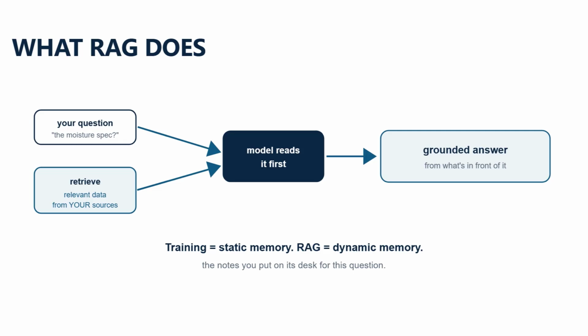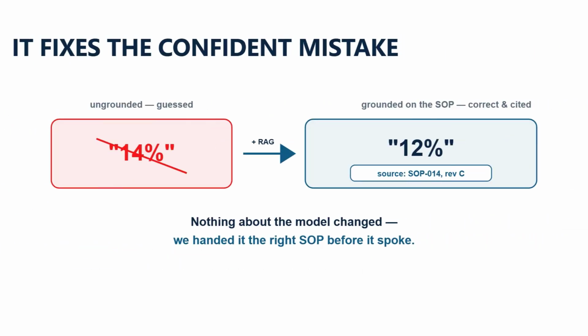Here is the way to remember it. The model's training is its static memory. Everything it learned once, now fixed in place. RAG is its dynamic memory, the fresh, relevant notes you put on its desk for this question. And it can only use those notes if you give them to it. So let us rerun that question and watch the step that is new, the retrieval. Before it answers, the assistant searches your data and finds the current SOP on its own, SOP 014.